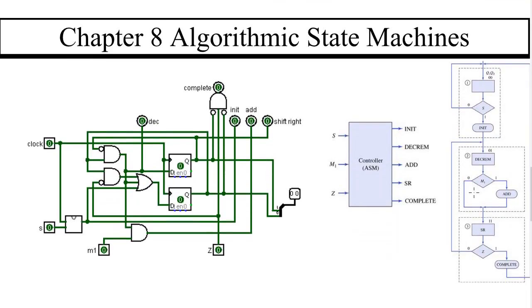So here's the algorithmic state machine. The key thing to look at is its organization. Here are the 2 flip-flops here in the middle. Here are most of the outputs. Here are our inputs, and then this is the clock.